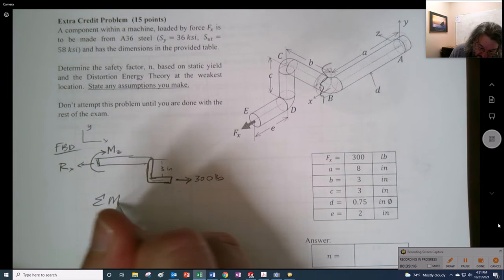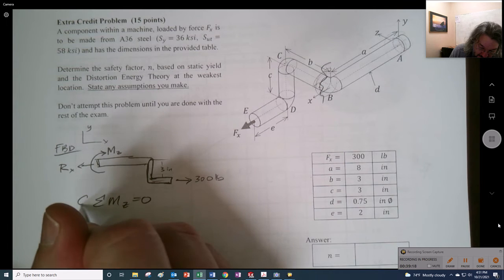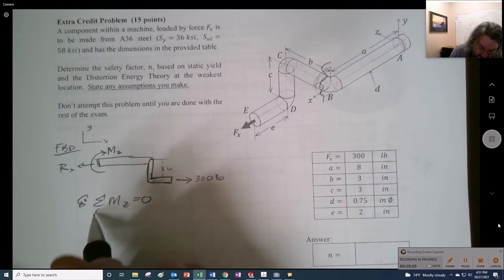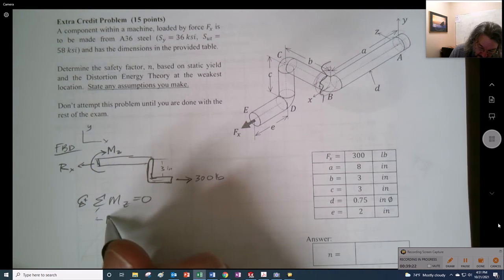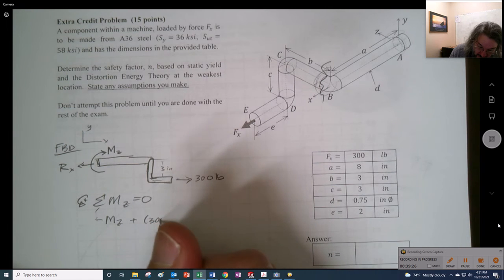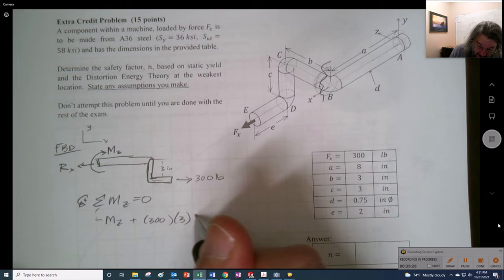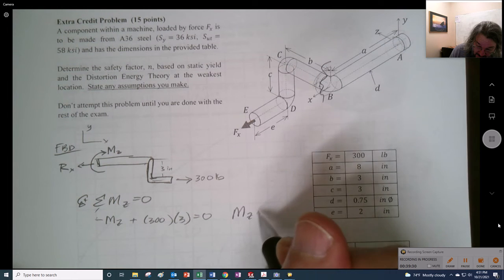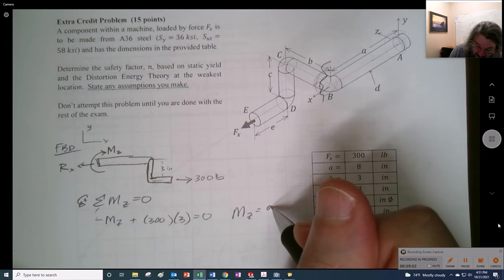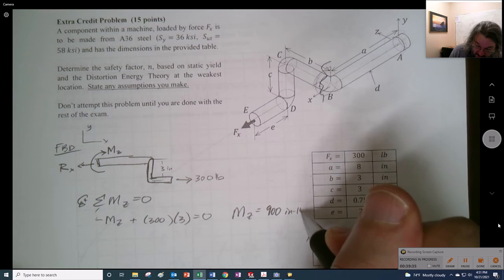So summing the moments about the z-axis, the reaction moment, we showed negative Mz, and then plus 300 times 3. MZ is going to be 900 inch-pounds, right?